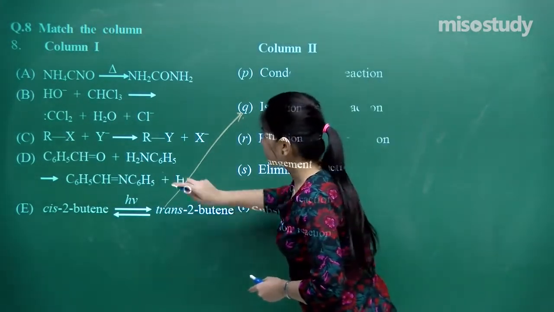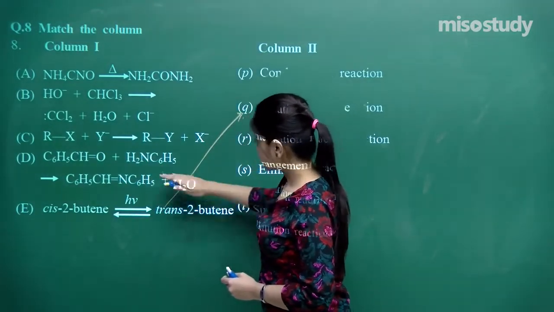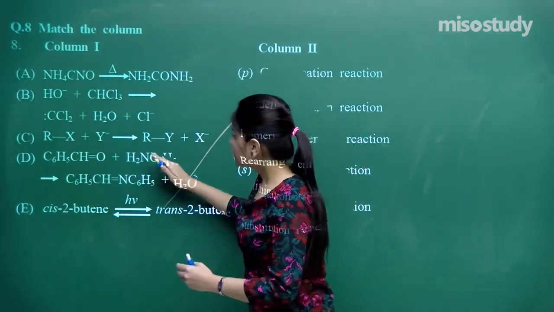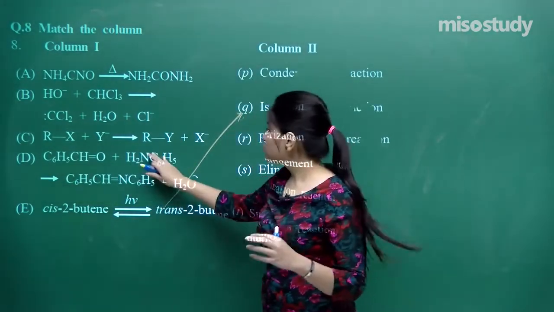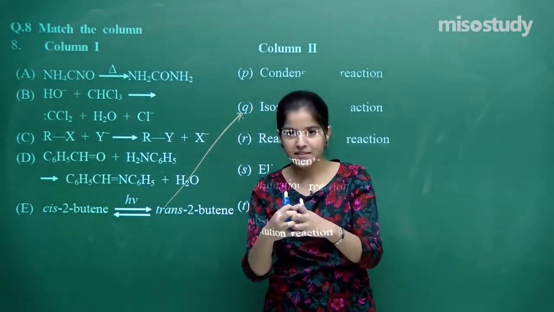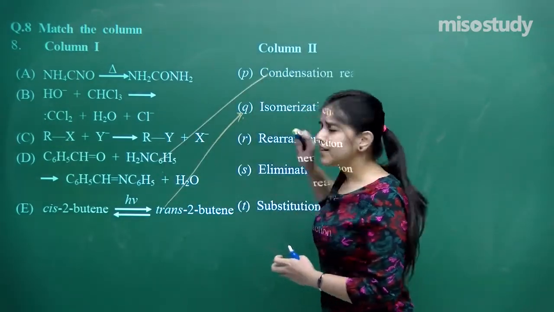Now if I look over here, these two compounds are there, and in the next reaction what do you see in the products? You see that two compounds are actually getting attached together, that means getting condensed. So what type of reaction is that? Condensation reaction.